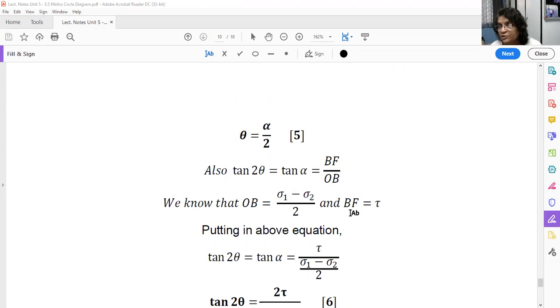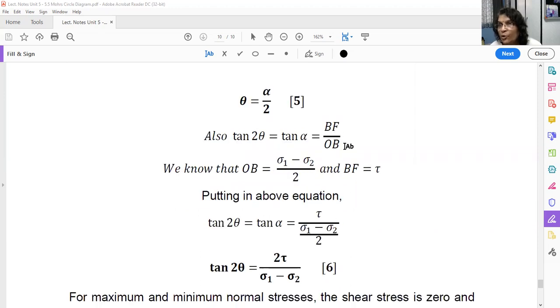And what is BF? BF is tau. And what is OB or OC? That is sigma 1 minus sigma 2 by 2. So put the value of BF here. BF is tau, OB is sigma 1 minus sigma 2 by 2. So tan 2 theta is equal to 2 tau upon sigma 1 minus sigma 2. 2 theta is equal to alpha here.